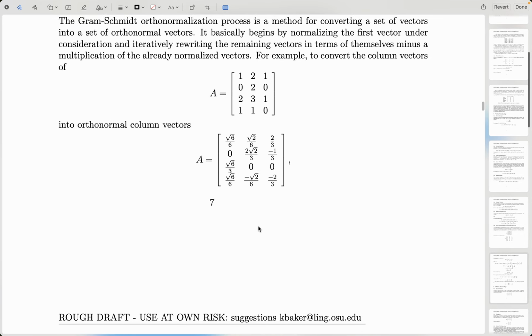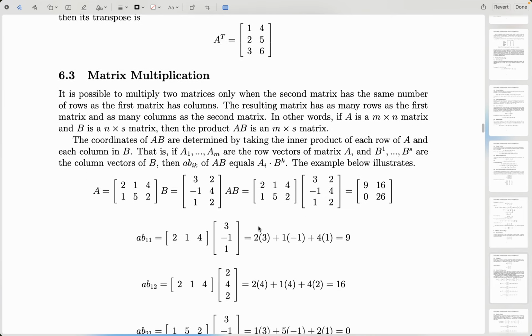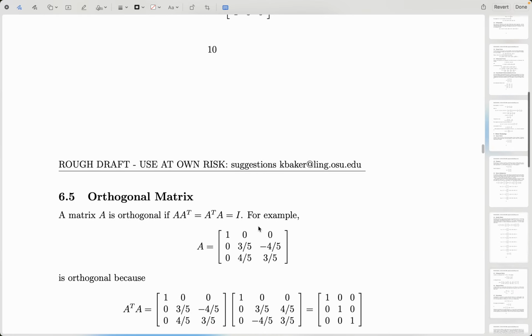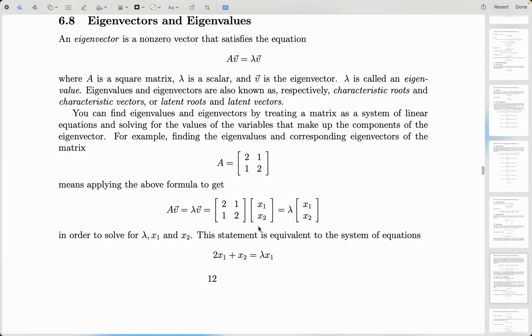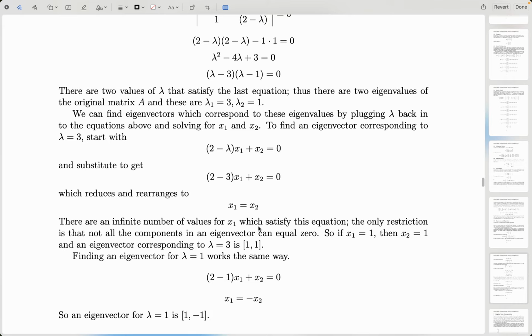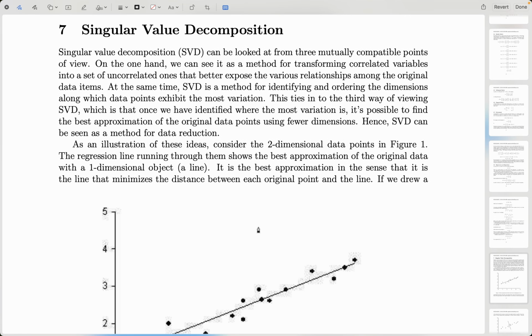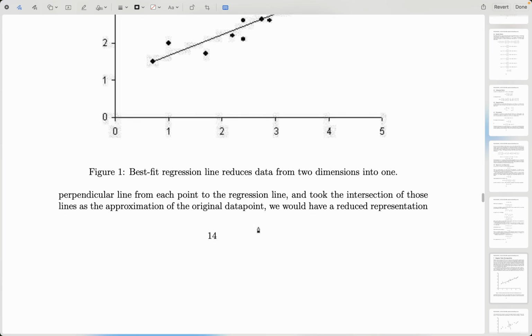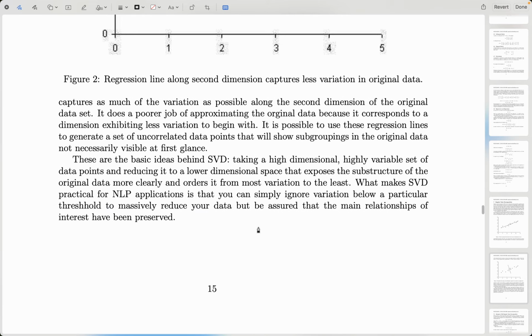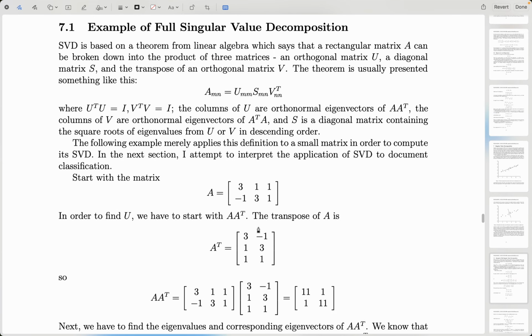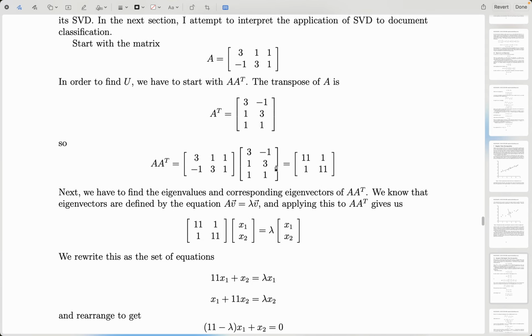But the point of this was actually to show how painful PCA is to do by hand, and that you don't have to do it. Singular value decomposition is the algorithm powering PCA. So I'll just keep scrolling, and this is a full example of singular value decomposition.